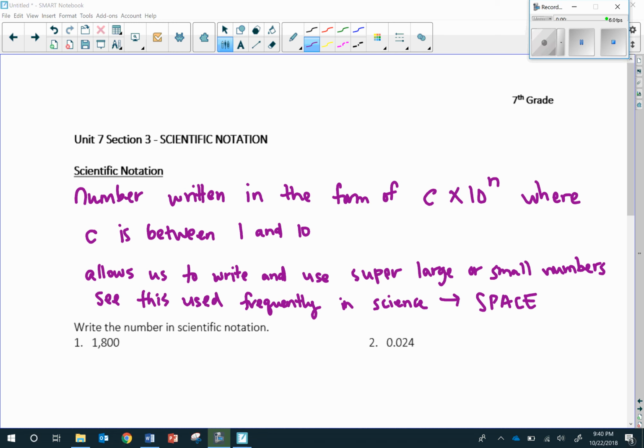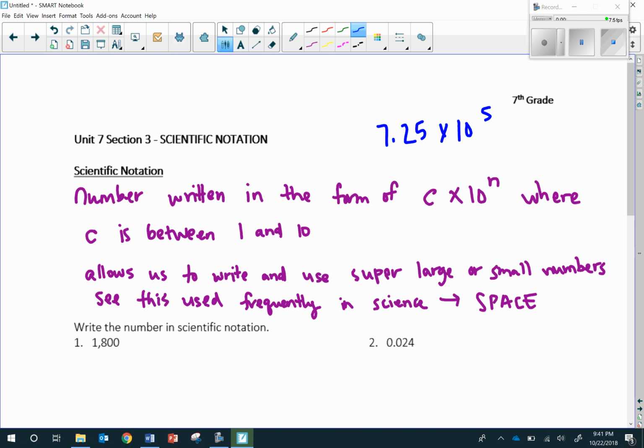Alrighty, these are the Unit 7, Section 3 notes. In this section, we're going to be talking about scientific notation. Scientific notation you may have seen before, or you may have used this before, especially in your science classes. Scientific notation is when numbers are written in the form of c times 10 to the power of n, and c must be between 1 and 10. So for example, a number written in scientific notation might be 7.25 times 10 to the 5th power.